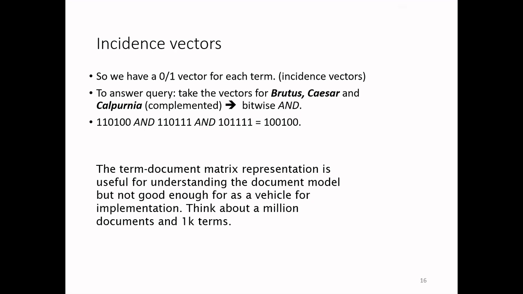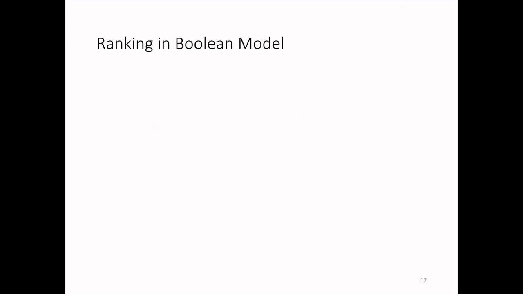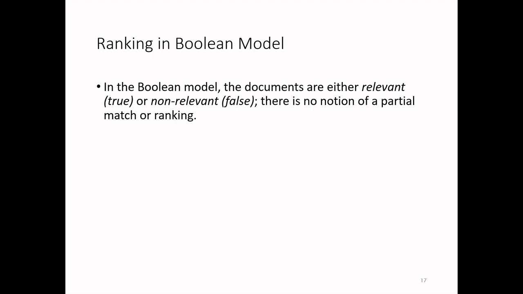Not only that, that matrix is going to be a sparse matrix. So sometimes one can take advantage of that sparseness in the matrix. But in practice, the implementation is not carried out along the term document matrix, but in a slightly different way. And that is what we are going to be looking at next. All right. But before that, let's look at what we call ranking in the Boolean model.